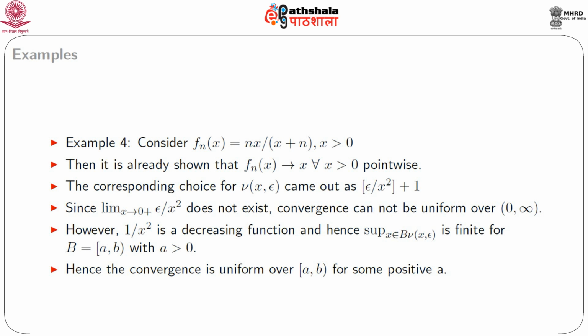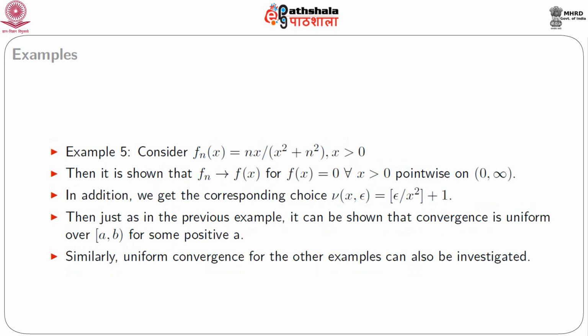Hence, the convergence is uniform over [a, b] for some positive a. In our next example, we consider the sequence of functions nx divided by x squared plus n squared for positive x. We have already seen that the pointwise limit is 0 on the interval (0, infinity), and we have also deduced the corresponding choice of N(x, epsilon) as the box of epsilon divided by x squared plus 1. Then, just as in the previous example, it can be shown that convergence is uniform over [a, b] for some positive a.